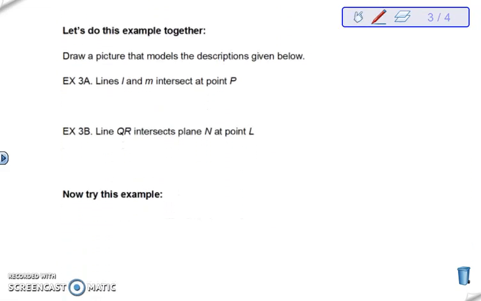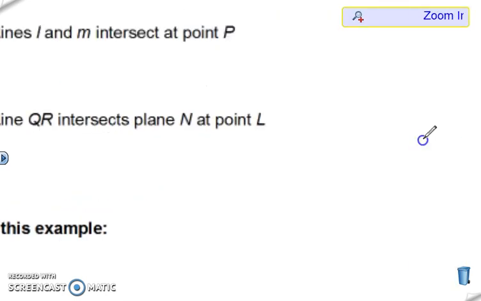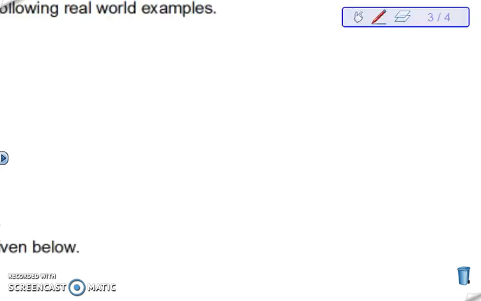Let's look at this one, example 3, together. So a lot of times we're going to be given sentences that describe something, and we're going to have to draw the picture out. So here it says, draw a picture that models the description given below. So I need to have a line L and a line M, and it's got to pass through point P. So let me zoom in a little bit to give us a little bit more space.